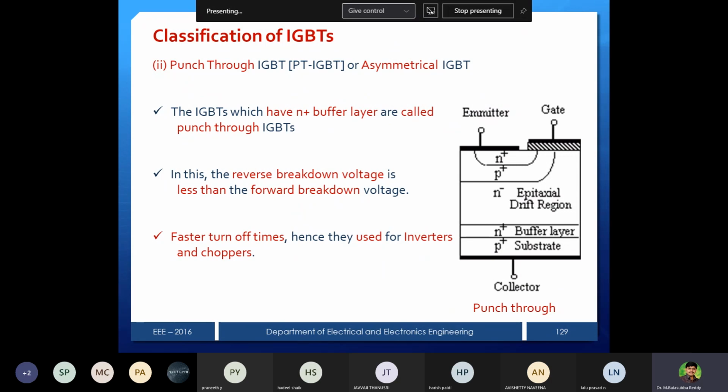The N plus buffer layer is called a punch through. Reverse breakdown voltage is less than the forward breakdown voltage. So reverse breakdown voltage and forward breakdown voltages are different. Faster turn off times, hence they are used for inverters and choppers.